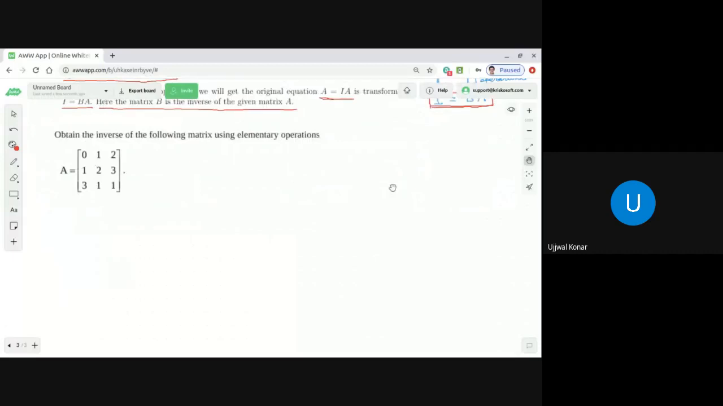That means, in simple terms, that for this matrix A, we are going to find another matrix B such that if we multiply A by B, I should get an identity matrix. As we just learned the steps of elementary operations, we should write A is equal to I into A.